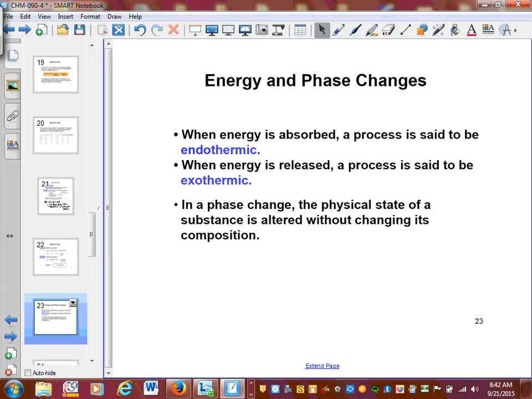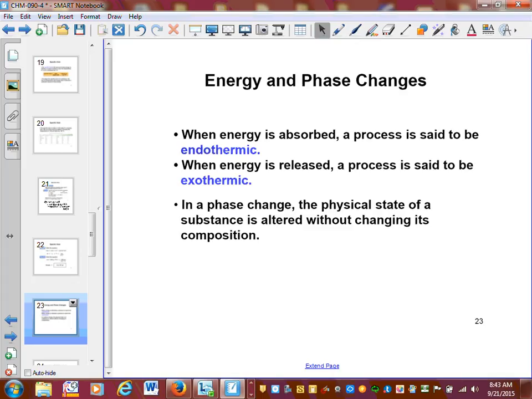So energy and phase changes. When energy is absorbed, the process is said to be endothermic. When energy is released, the process is said to be exothermic. Okay, when we do a phase change, the physical state of a substance is altered without changing its composition.